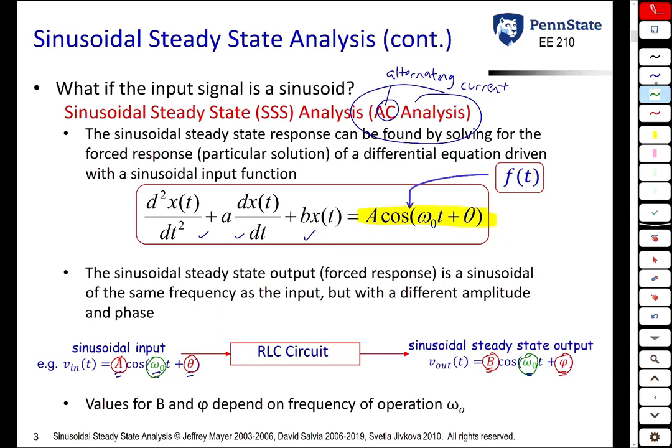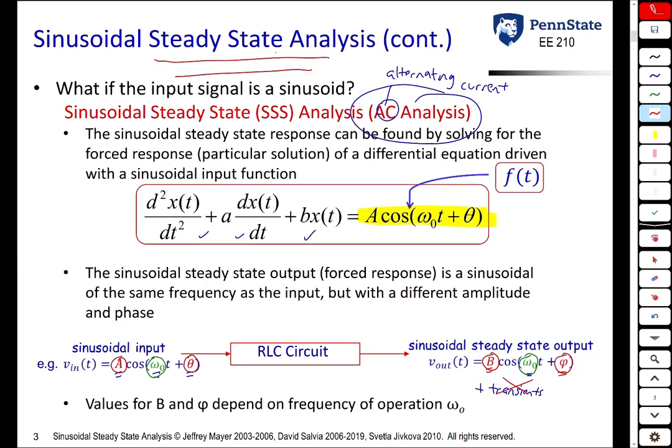I should point out here that we are going to have transients, just like we did in the DC case, but we're going to ignore them. We're really concerned about the sinusoidal steady state response. We're not concerned about the transient response at this point.